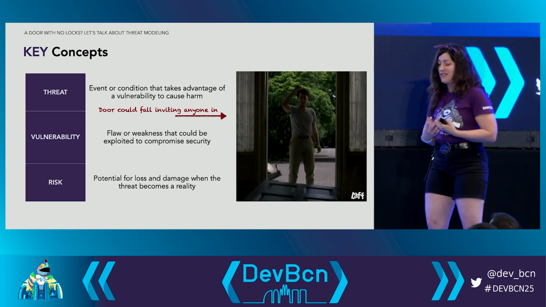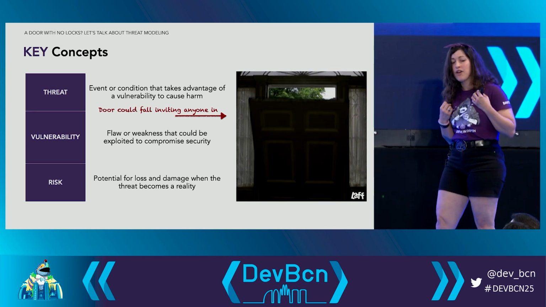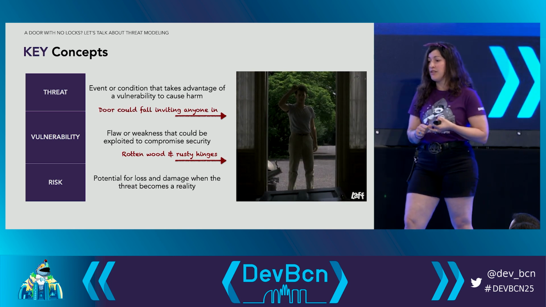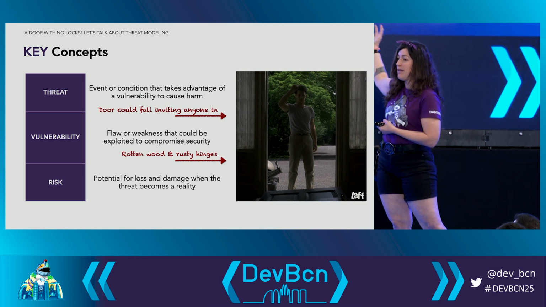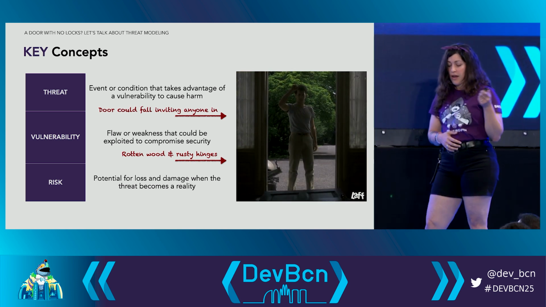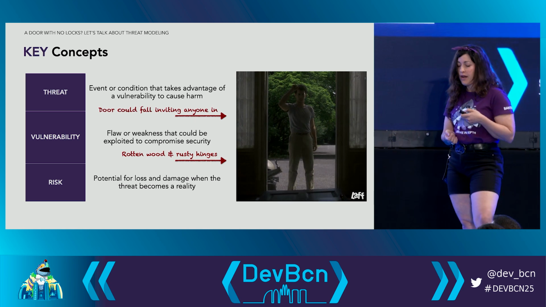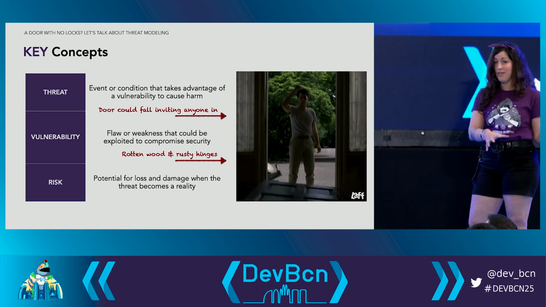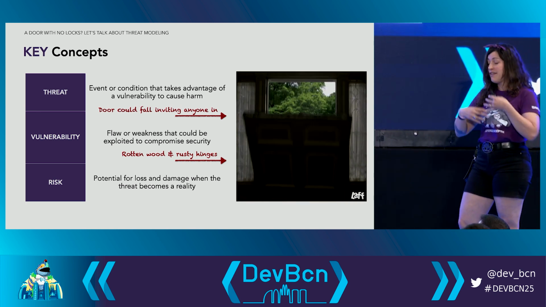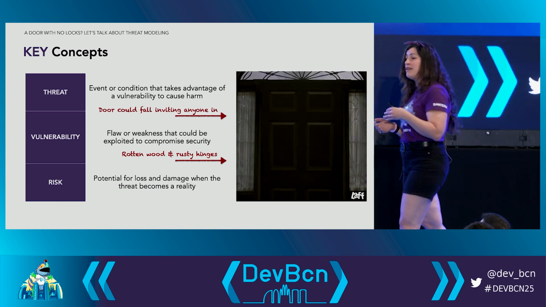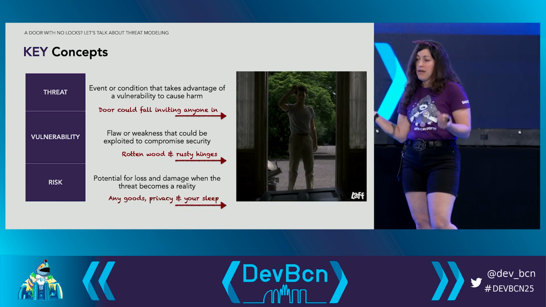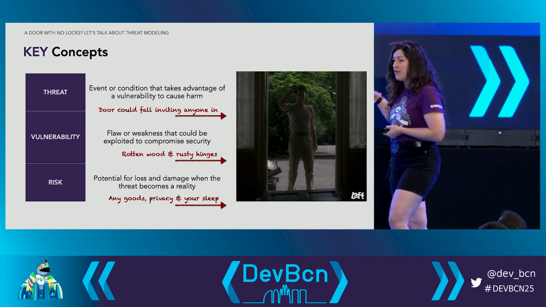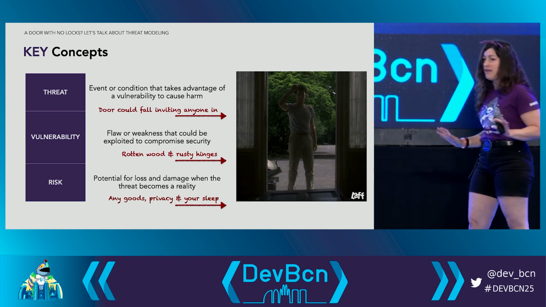be exploited, taken advantage of, and compromise your security. So rotten wood or rusty hinges of this door is what eventually made this door fall down. That's the weakness, okay? It made the door vulnerable to come down. And the risk is the potential loss and damage that you will suffer when this threat becomes a reality. So in this case, they could lose their goods, their privacy, and their sleep eventually, because having no door in your house is, I hope it never happens to me.